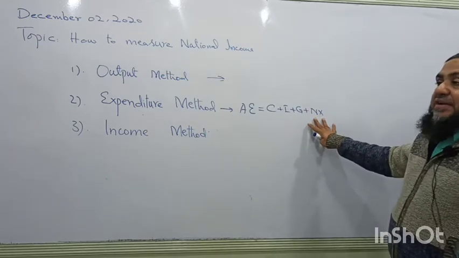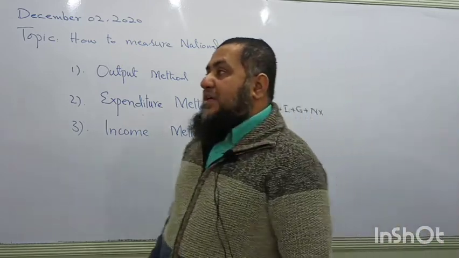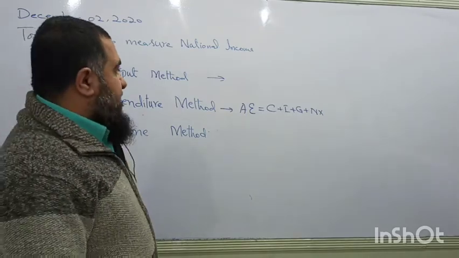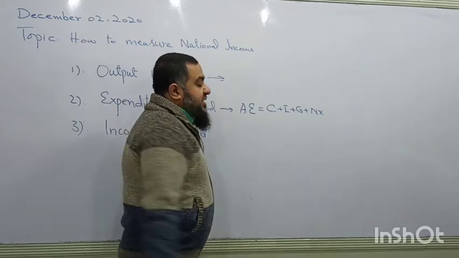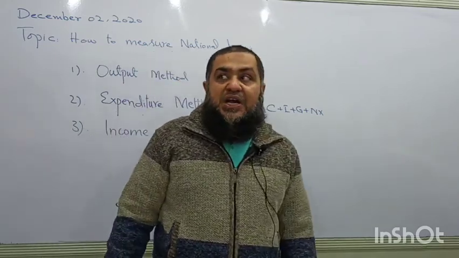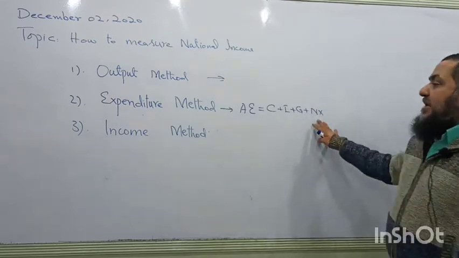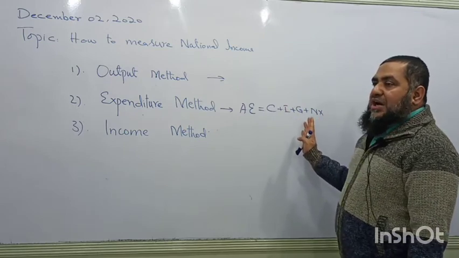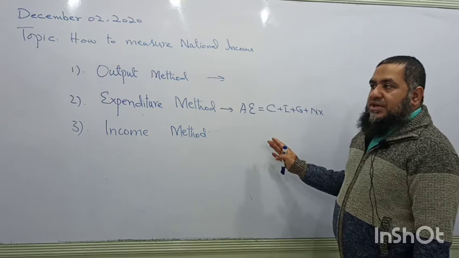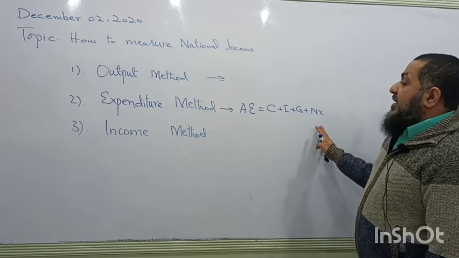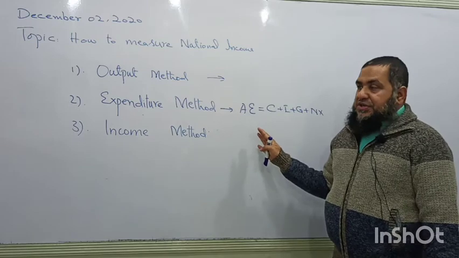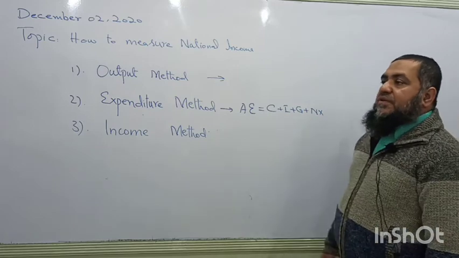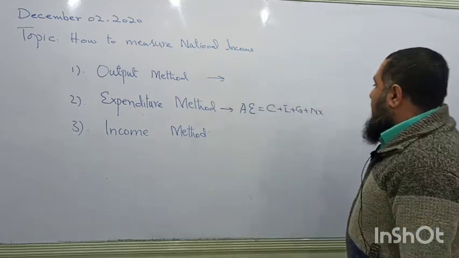What comes in the category of net exports? Exports minus imports. Exports are the foreigners' expenditures on our goods, and they are added to the aggregate expenditures. Whereas imports are our expenditures on foreign goods, and they will be deducted, because we are measuring our GDP. Whatever expenditures are made by foreigners on our goods is the demand for our goods, so they are added up in the measurement of GDP, and whatever expenditures we have made on foreign goods will be deducted.